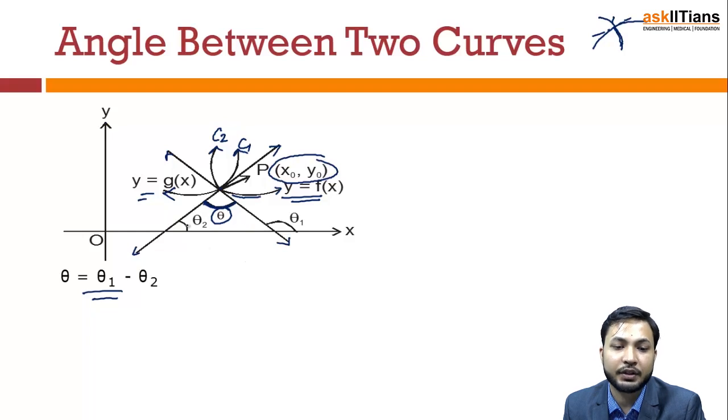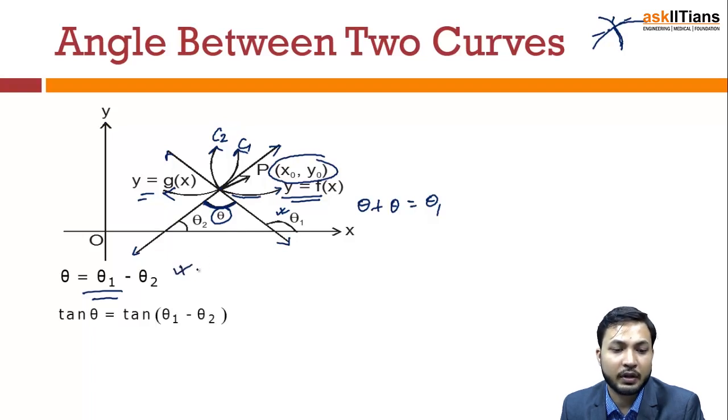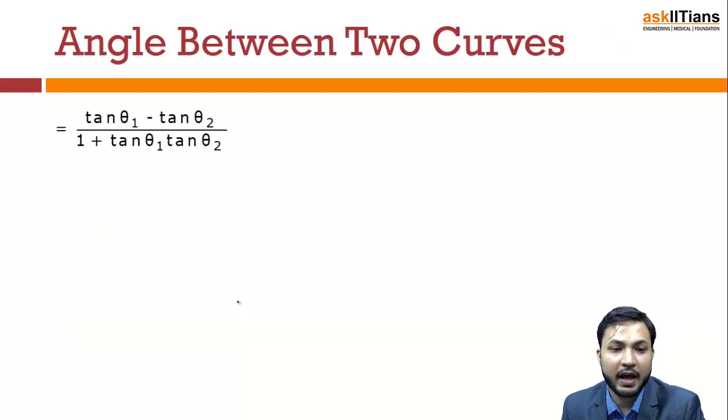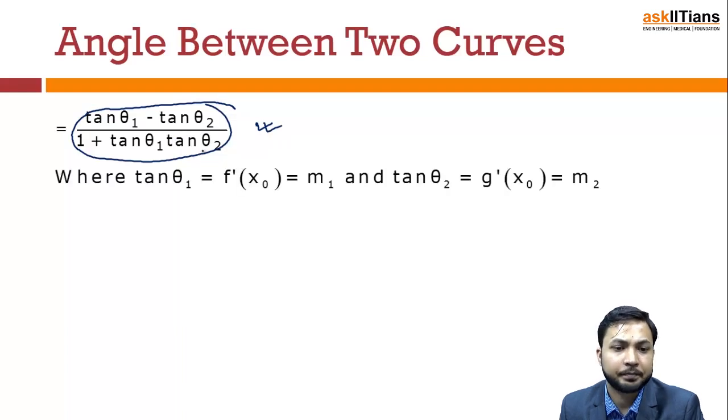See, the sum of these two angles will be equal to this, right? It is a property that we studied in 9th and 10th grade: the exterior angle is the sum of the interior opposite angles. So based on that I can get this. If I put tan on both sides, what do I have? I get this from trigonometry. I know this formula, right? Tan (A minus B) is equal to (tan A minus tan B) by (1 plus tan A tan B).